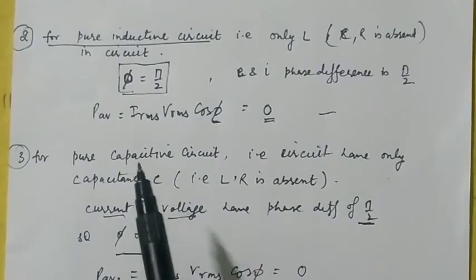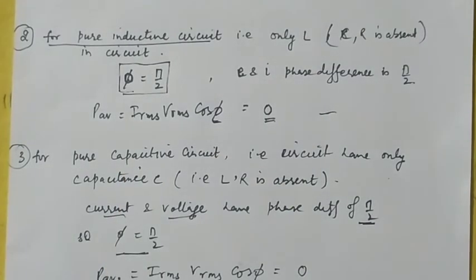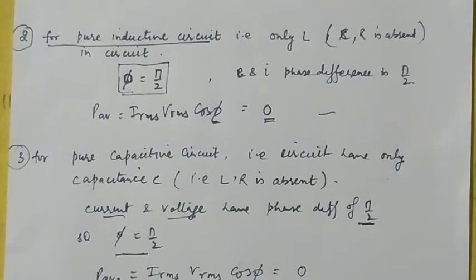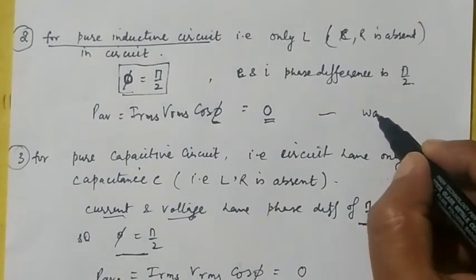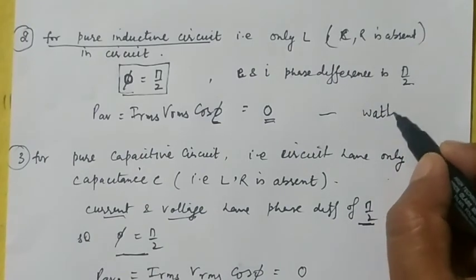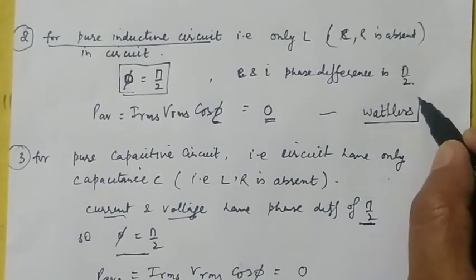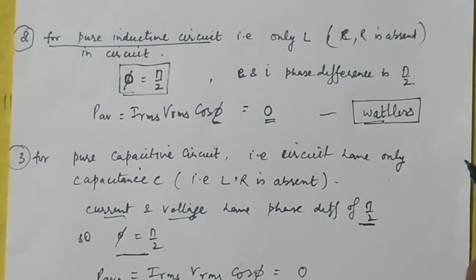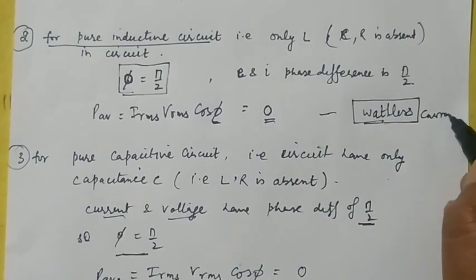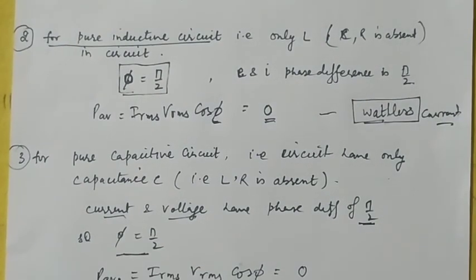For a pure capacitive circuit and for a pure inductive circuit, the average power consumed is 0. So it means there is no consumption of power. That is known as wattless. And the current, when the power consumed is 0, is known as wattless current. So this is all about this much.